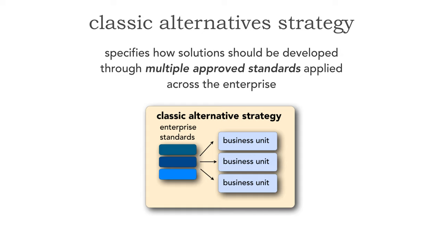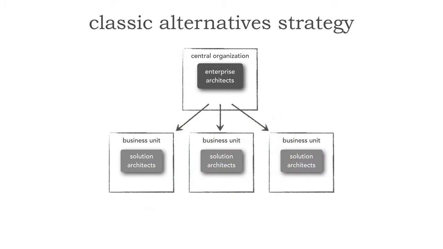The classic alternative strategy of enterprise architecture specifies, again, how solutions should be developed through multiple approved standards applied across the enterprise. So in this strategy, which is still centralized, we still have a central enterprise architecture team defining and also governing those standards. Let's take a look at what I mean. So our central organization has the enterprise architects and the enterprise architecture team. But in the classic alternatives, what they provide are multiple approved standards. Notice the different colors here, the turquoise, the blue, and the orange. Each business unit can choose to implement whatever particular approved standards they want.